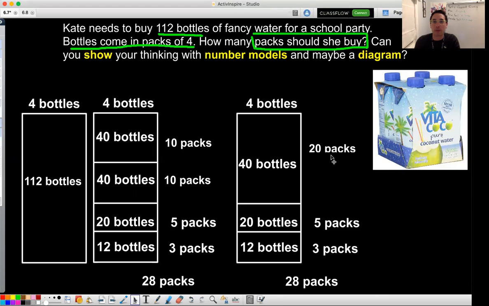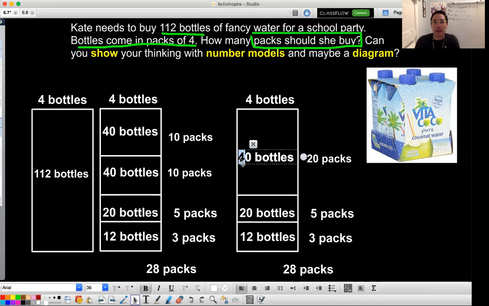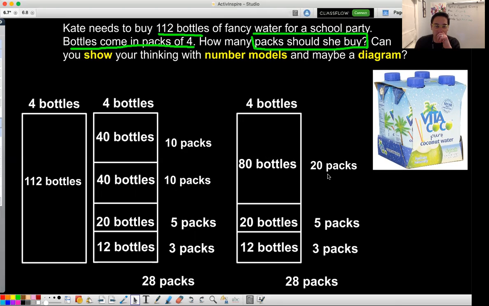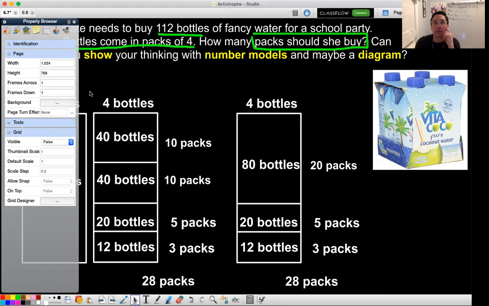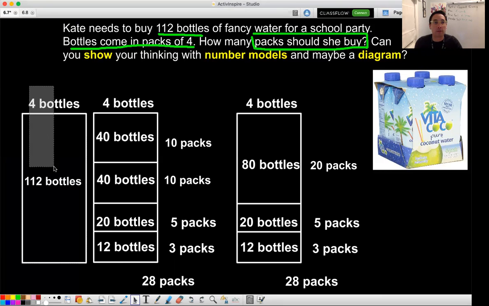If I have 20 packs, I know a basic fact, 4 times 2 is 8. 4 times 20 would be 80 bottles. Now I have 20 packs, 80 bottles, and I can get to 100. 80 and 20 is 100. That's 4 times 5 is still 20, 4 times 3 is still 12. So it's still 25, 26, 28 packs.